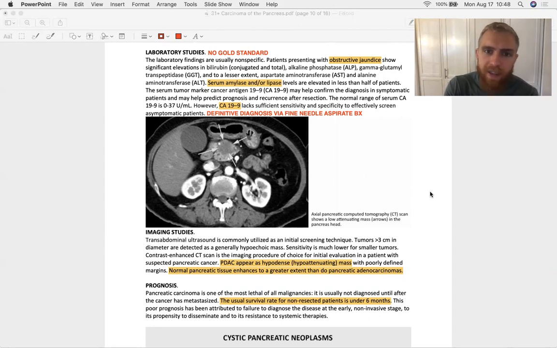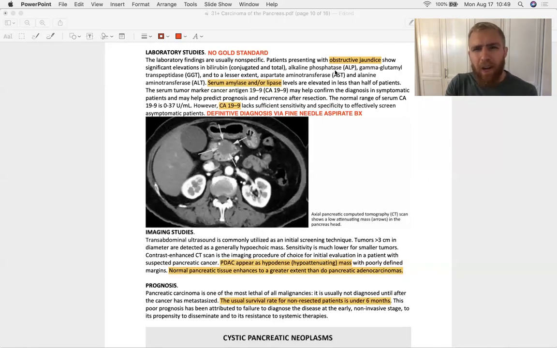That CA19-9 might let you know, hey, this is a pancreatic carcinoma in the question stem. Serum amylase and lipase levels might be a little bit up because of reactive hyperactivity of the remaining pancreatic exocrine gland. And then obstructive jaundice, again, is typically the number one symptom, because most tumors are at the head of the pancreas.